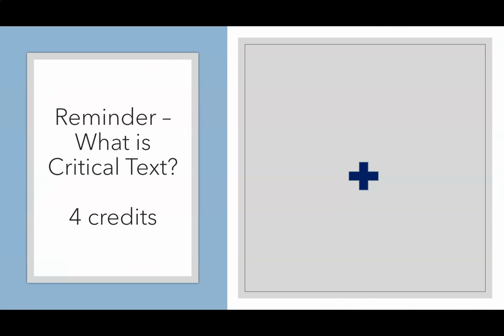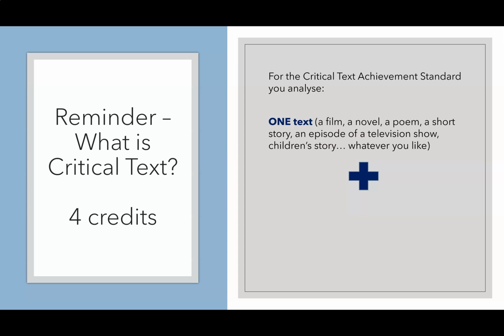I'll talk a little bit more about what types of texts you might want to choose. So, first of all, a reminder: what is critical text? First of all, it's worth 4 credits. Essentially, you need to analyze one text, and that's really important to remember. You're only looking at one primary text.